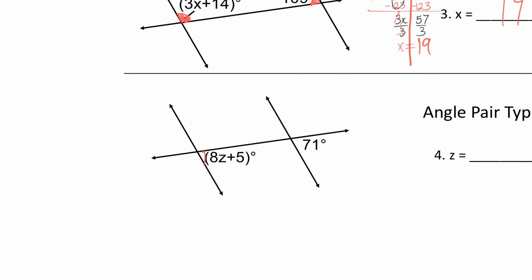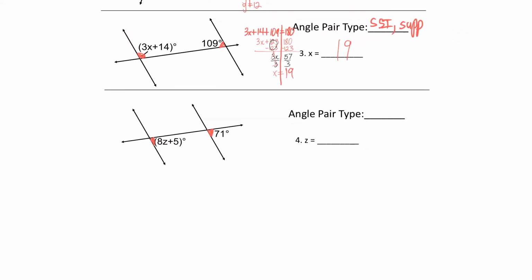Okay, and on this last one, so this angle and this angle right here, what are these? They're corresponding, good. And if the two lines are parallel, what do I know about corresponding angles? They are congruent to each other. They're equal. So we're just going to set them equal.